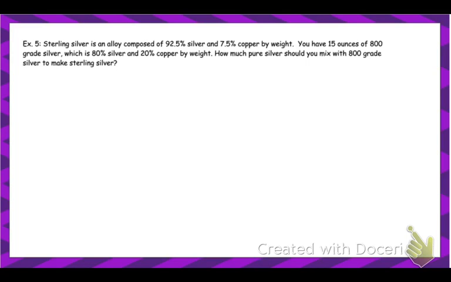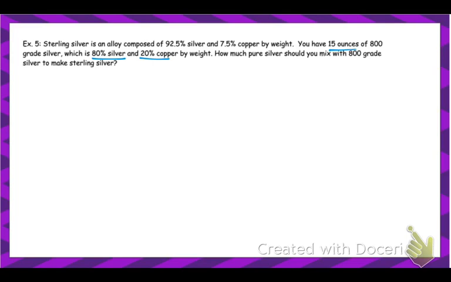So what we have is this mixture that is currently 15 ounces of a solution that's 80% silver and 20% copper. We are trying to make that solution have 92.5% silver and 7.5% copper. Currently there's too much copper in that solution, so we need to add silver in order to change it. We're not going to change the amount of copper in there. So what we need to consider basically is part to whole.